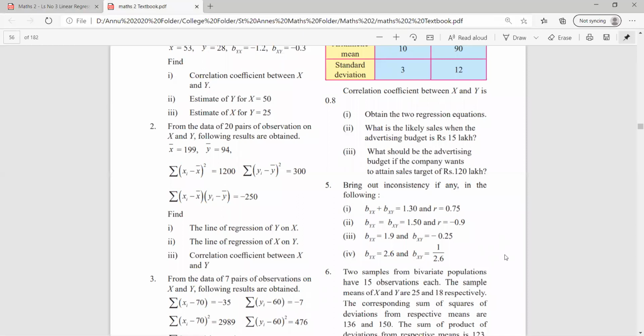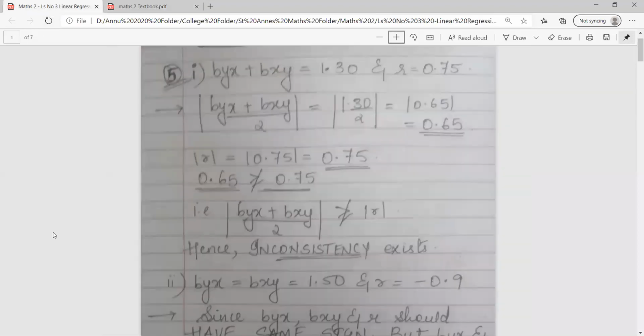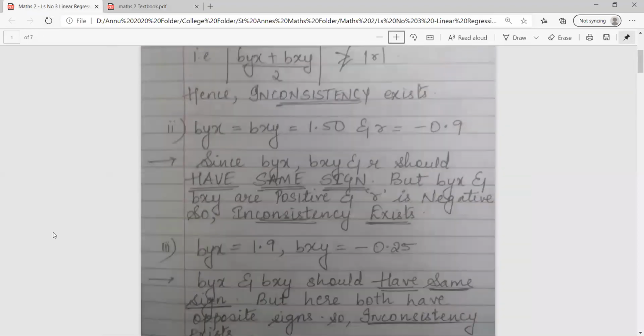Alright, moving on to the second one. Byx and bxy are both positive 1.50 and r is minus 0.9. Now class, yesterday we determined the sign of r based on the sign of both regression coefficients. Here both the regression coefficients are positive. So can r be negative? No. Hence there is an inconsistency because all the three should have the same sign. But in this case, byx and bxy are positive and the sign of r is negative. So there is inconsistency.